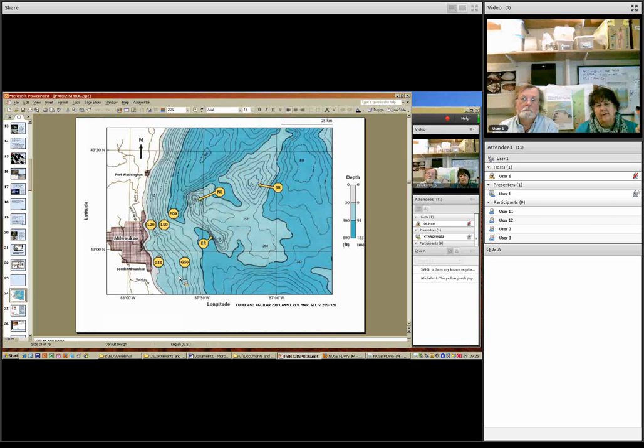Okay, so recruitment. The quagga mussels and the zebra mussels both reproduce by broadcast spawning. That means that they spew the sperm and eggs into the water and they meet. And then the little babies swim in the plankton for a month to 6 weeks, and then they settle on hard surfaces and they grow out.